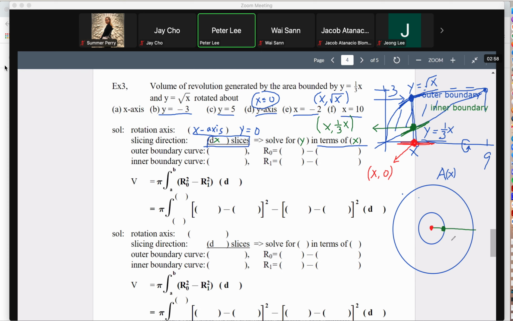So now let's see. What is the inner radius? This is the inner radius, r. What is the outer boundary curve? The outer boundary curve is y equals square root of x. What is the inner boundary curve? The inner boundary curve is y equals 1/3 x. So what is the outer radius? It is square root of x minus 0.